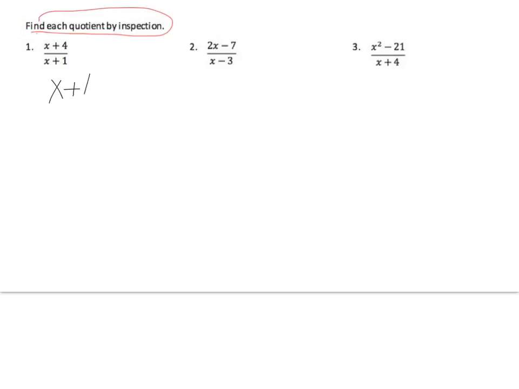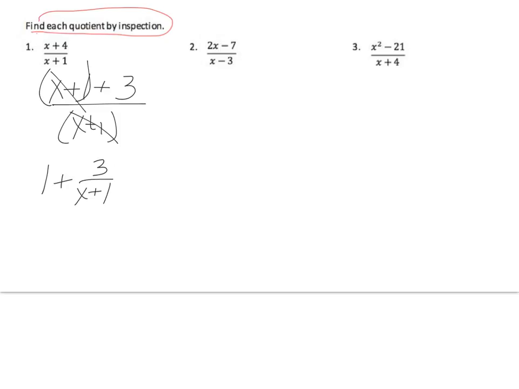I can change this to x plus 1 plus 3 over x plus 1. So my remainder is 3. So my answer is 1 plus 3 over x plus 1.